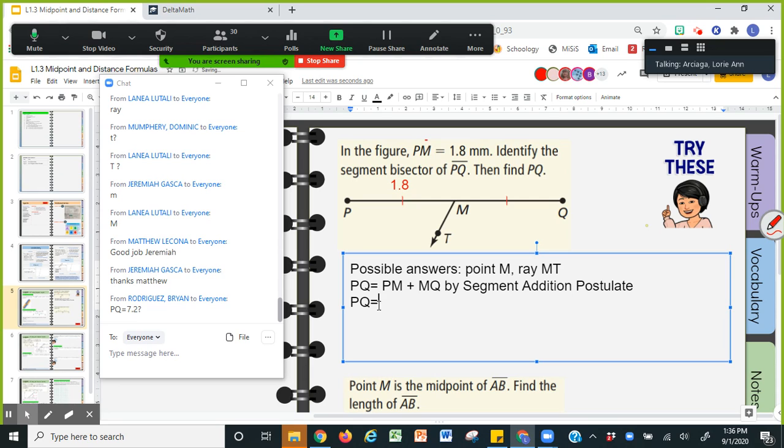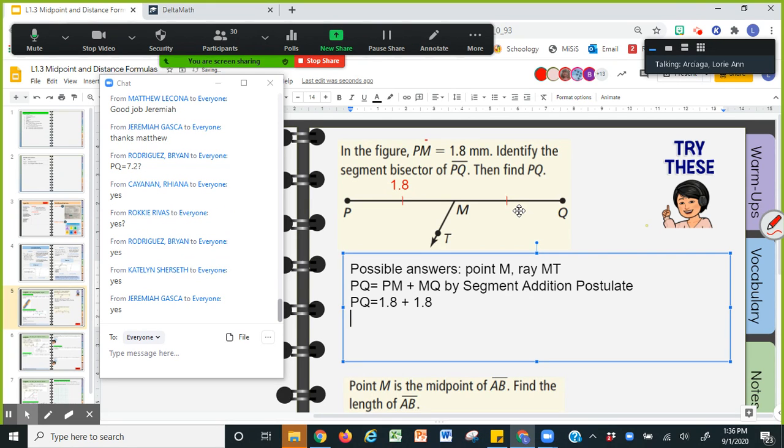So PM is 1.8, right? And if M is the midpoint, what does that say about MQ? What should I substitute for MQ? Should I substitute the same amount? What do you think? Should I put 1.8 as well? What do you guys say? Yes, right? So I'm going to do 1.8 also.